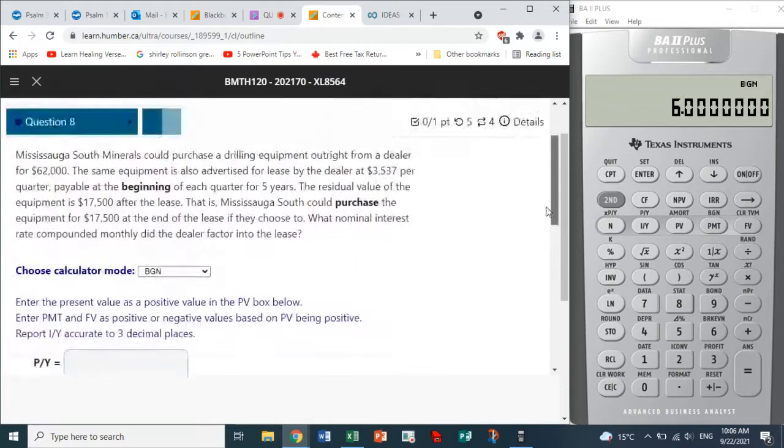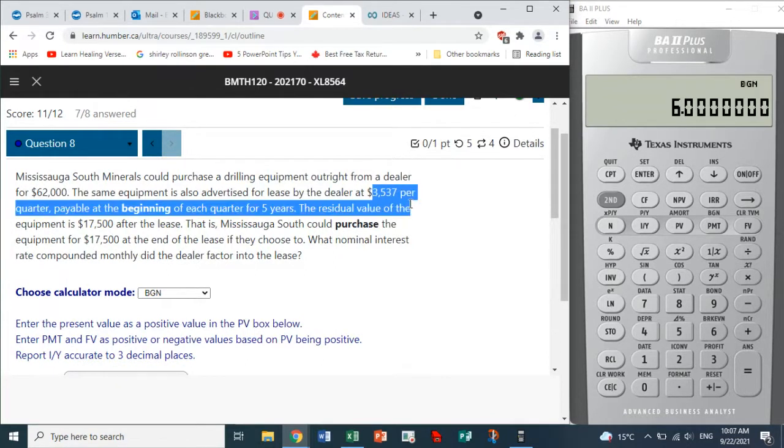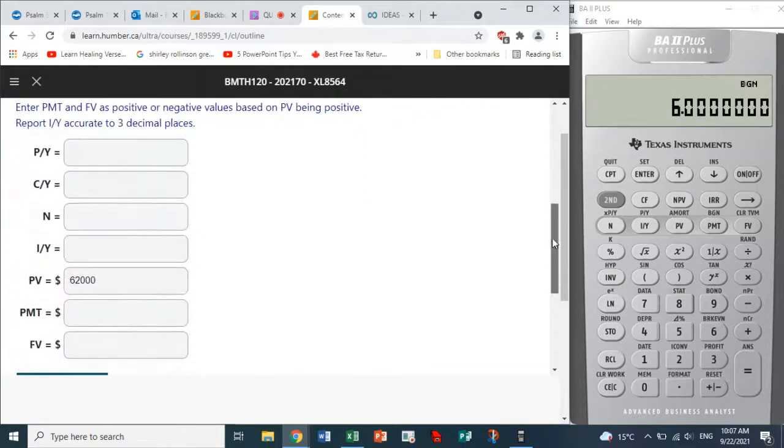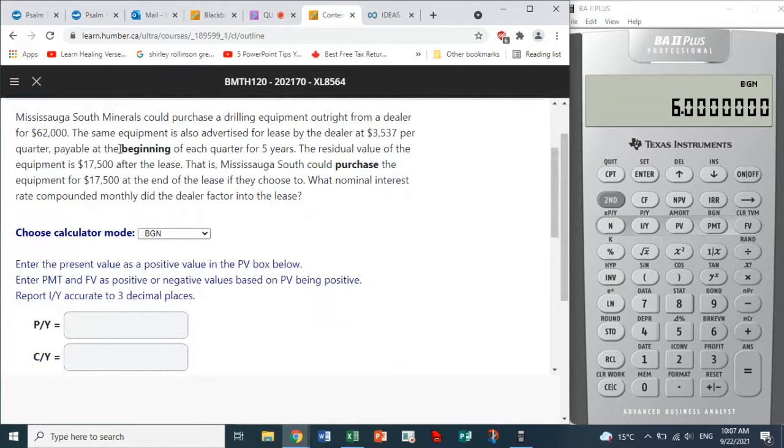All right. What else do we have? Okay, the equipment can be leased for $3,537 per quarter. All right, 3,537 would be a payment, correct? So that would be negative. All right, correct, yes, negative. Okay, now what else is there? Payable at the beginning of each quarter for 5 years. So payments at the beginning, so PY is 4.